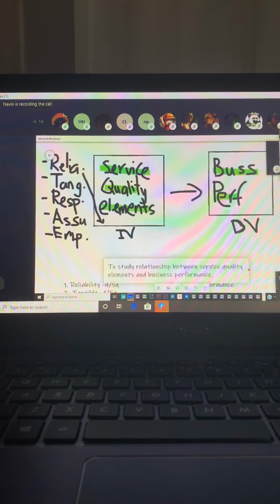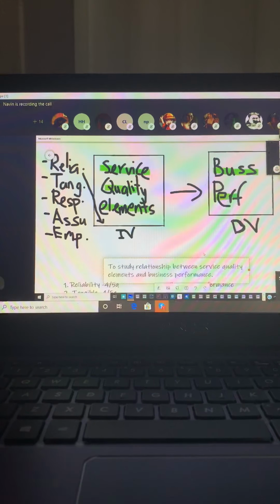Okay, this is just one of the research objectives, but of course you need to do one for reliability, one for tangible, one for responsiveness, one for assurance, one for empathy. So you need to cover all of these. This is your research objective.